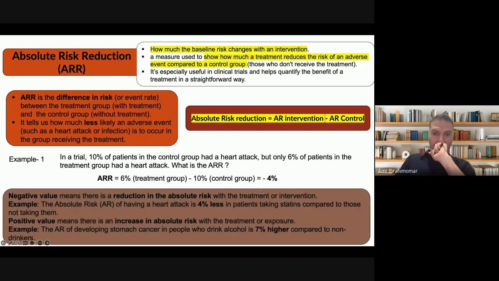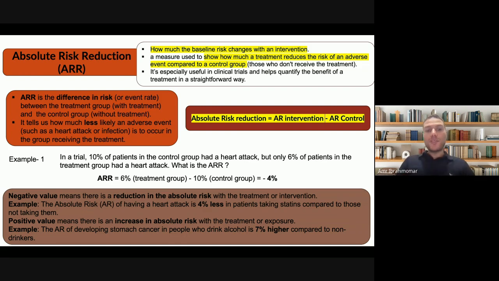What does that mean? That means having a heart attack is 4% less in patients taking a statin compared to the patients who don't take a statin. Very important. So the absolute risk reduction here is -4. That means the chance of having a heart attack is 4% less if you are taking a statin compared to if you are not taking a statin.